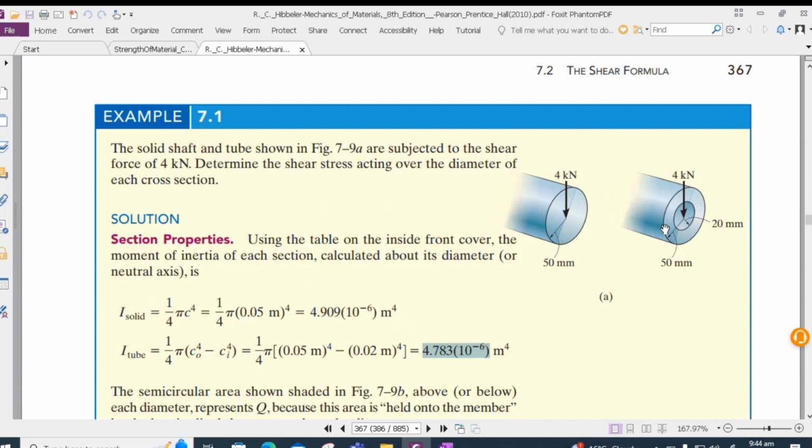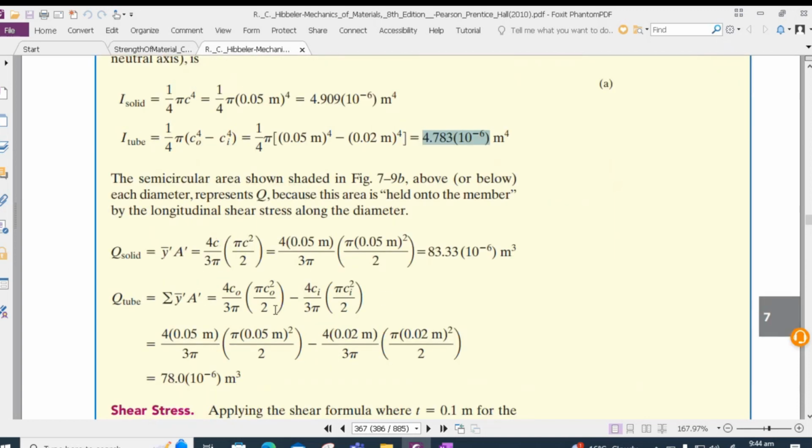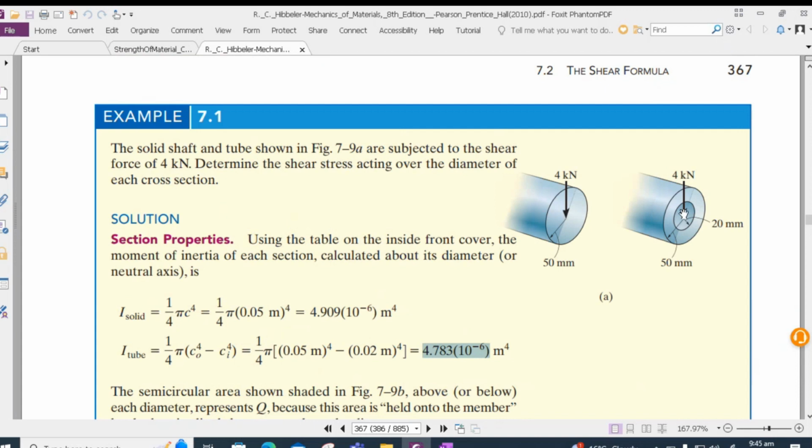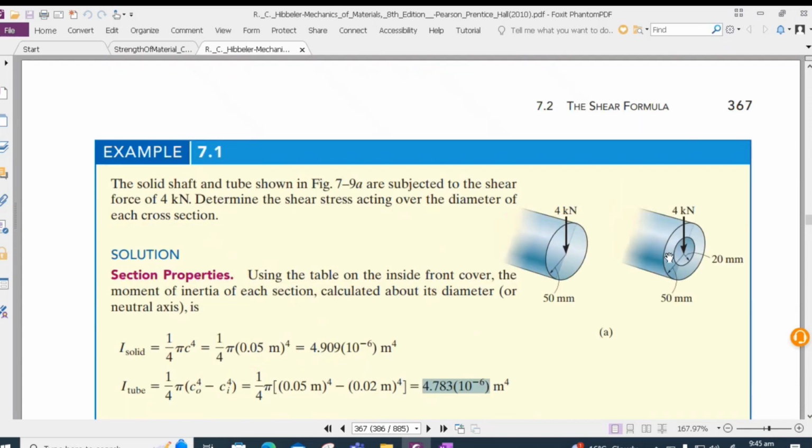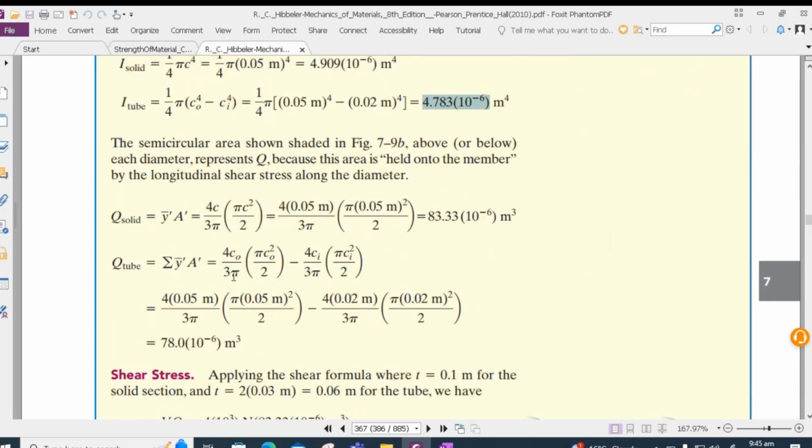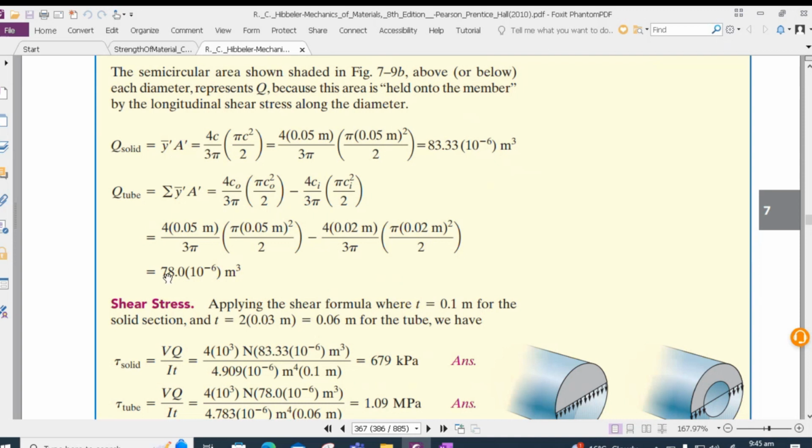In the case of the tube, we find out again our Q for the solid region and then subtract the middle region out of it. So we find out the first moment of area for the solid shaft and subtract the inner gap from it. So that's why 4c naught by 3 pi times pi c naught squared by 2 is taken. And then we subtract the internal radius term, which is 4ci by 3 pi times pi ci squared by 2. Thus, we will get 78 into 10 to the power minus 6 meter cube.